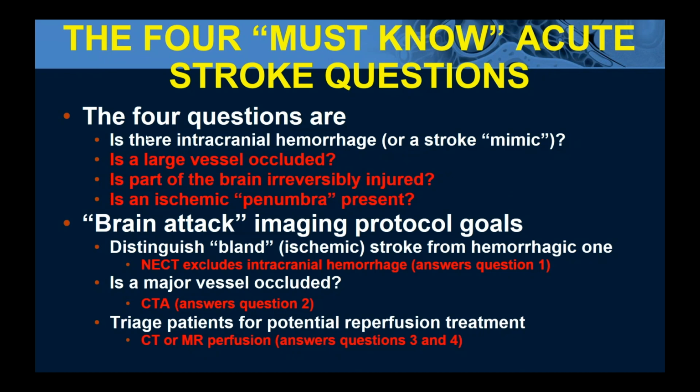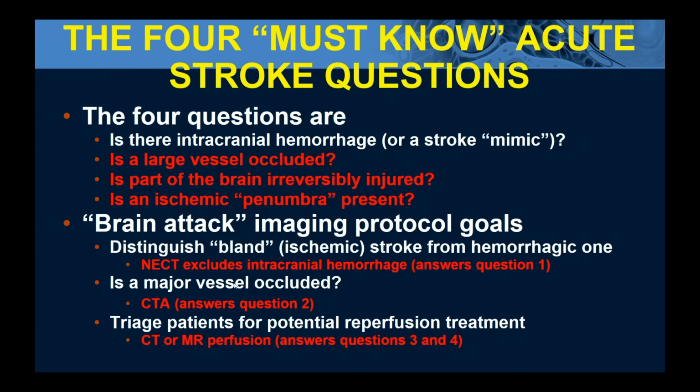So we've talked about question number 1: is there intracranial hemorrhage or a stroke mimic? Question number 2: is a large vessel occluded? Question number 3: is part of the brain irreversibly injured? And is an ischemic penumbra present? That is question number 4. So our brain attack imaging protocols start with a non-contrast CT scan to look for intracranial hemorrhage, which answers question 1. And you've already seen examples of that.